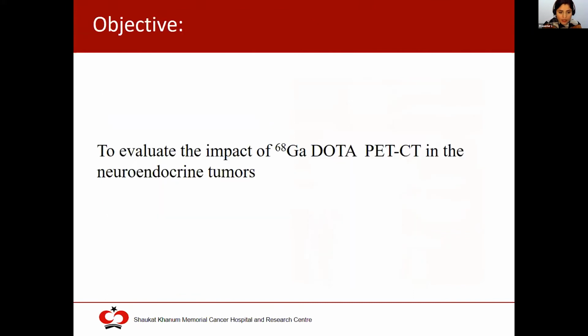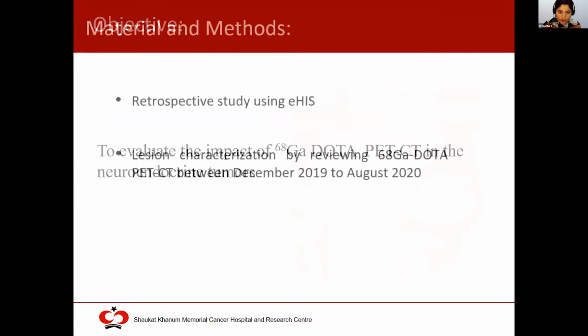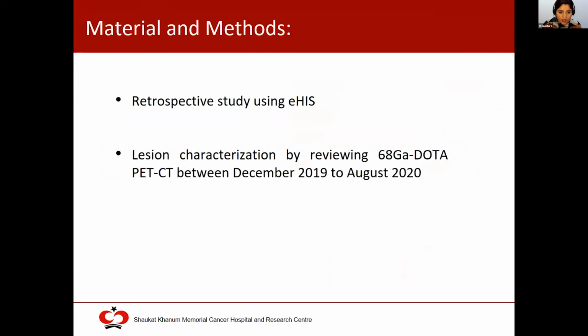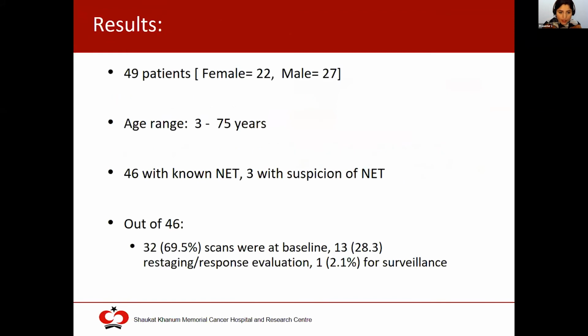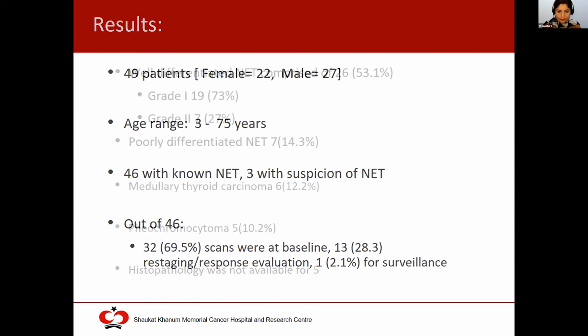The objective of our study is to evaluate the impact of gallium-68 DOTA PET-CT in neuroendocrine tumors. Our study is retrospective, in which PET-CT scans were reviewed between December 2019 and August 2020. 49 patients were included, of which females were 22 and males were 27, with an age range of 3 to 75 years. 46 were known cases of neuroendocrine tumor and 3 were suspicious. Out of 46, 32 scans were at baseline, 13 for restaging and response evaluation, and 1 for surveillance.